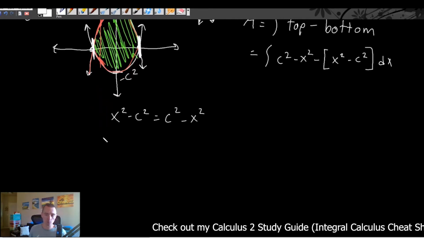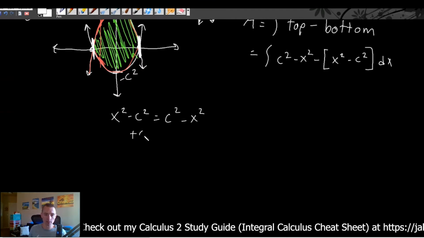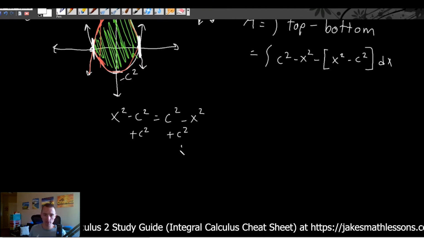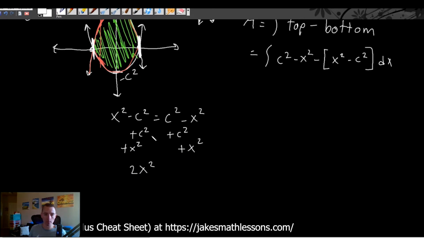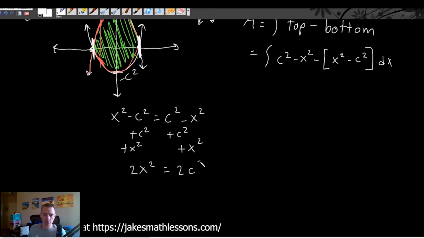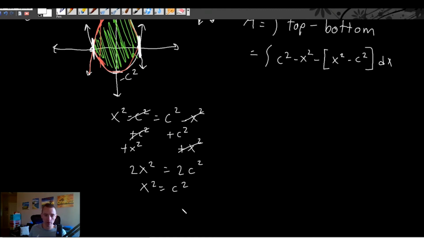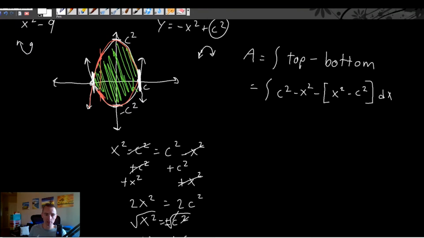So let's move all of our x's onto one side, all the c's over to the other side. We'll add c squared to both sides. We'll add x squared to both sides. So we get x squared plus x squared is 2x squared. c squared plus c squared is 2c squared. This cancels with this. This cancels with this. Then we can divide both sides by 2, getting x squared equals c squared. And then we can take the positive and negative square root of both sides, giving us x equals plus or minus the square root of c squared. The square root and the square are going to cancel, giving us plus or minus c. So basically, this point right here is positive c, and this point right here is negative c.